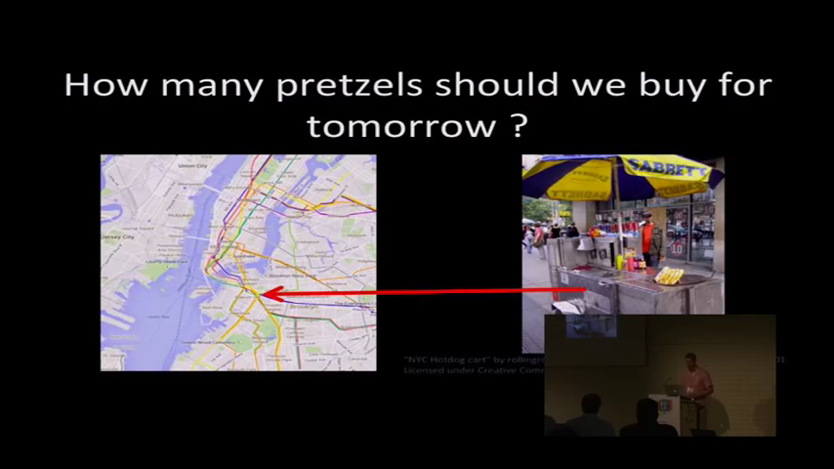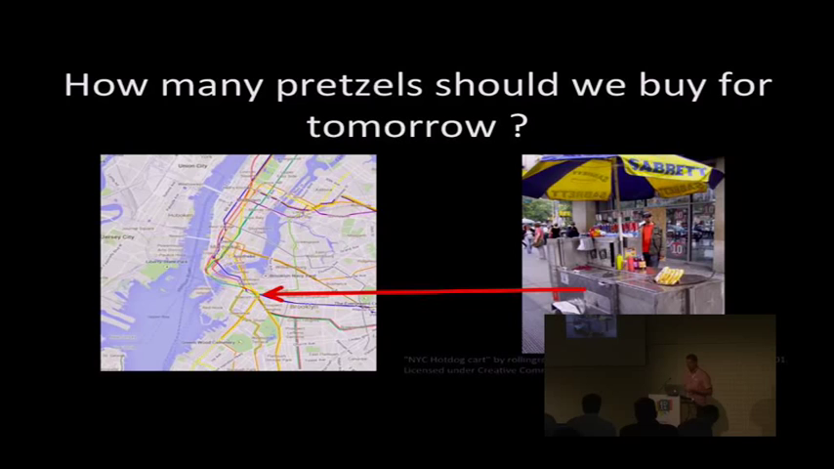So we're selling pretzels in the street, and every day we have to decide how many pretzels we buy for the next day. So we have to make sure we don't buy too many and we don't buy too few. Ideally, we buy the exact amount that we're going to sell the next day. And we can use basically our experiences from the past to make a prediction how many people are going to buy something on the next day. So the good thing is that we have really nice data to do this.